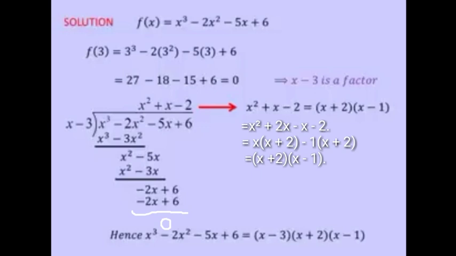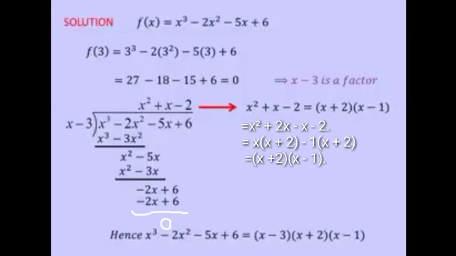Now, you have to factorize this quadratic polynomial x square plus x minus 2 by splitting the middle term. This can be written as x square plus x can be written as 2x minus x minus 2. In first two terms take x common. So, x into x plus 2. In last two terms take minus 1 common. So, minus 1 into x plus 2. Now, take x plus 2 common. Then we got x minus 1.